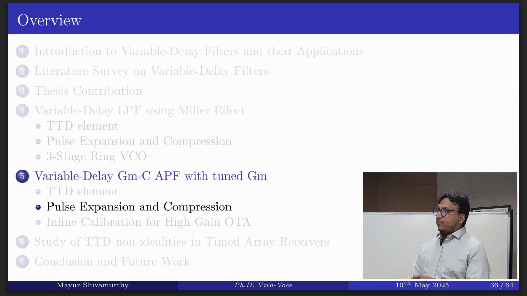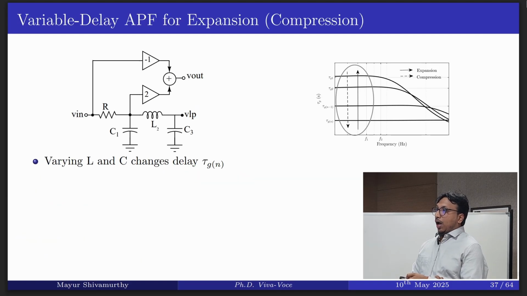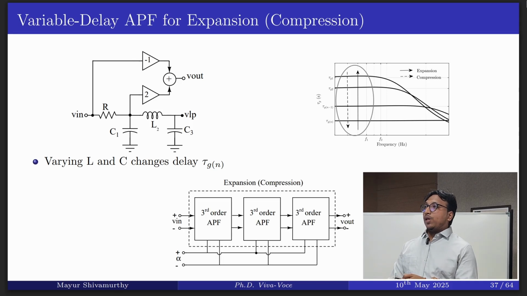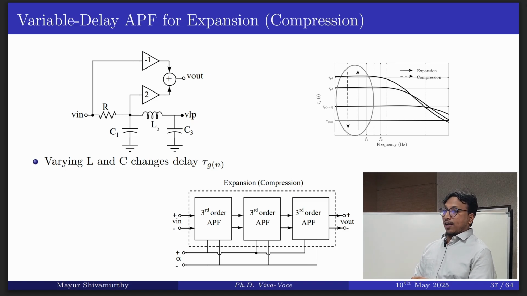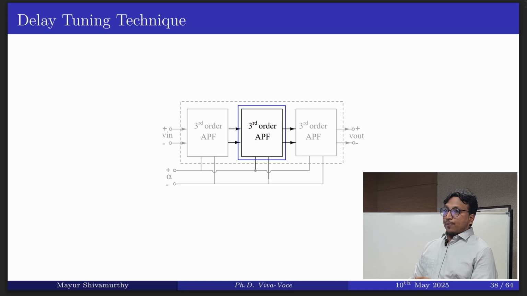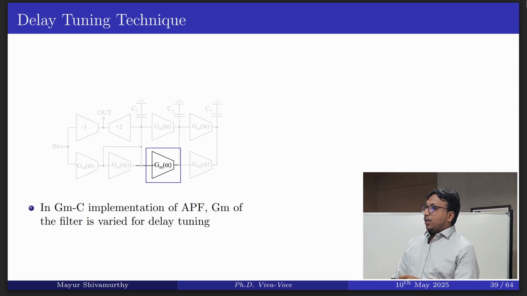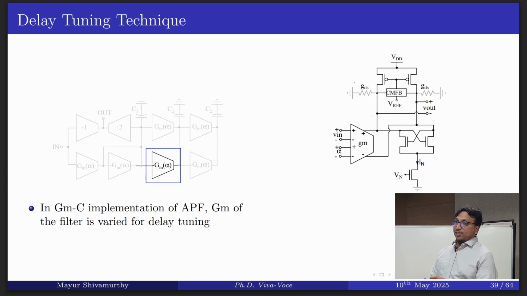Next we go to the next application of the APF, that is in the pulse expansion and compression. Again, the same principle within the region: as the group delay is varied linearly, the circuit can be used in the expansion as well as in the compression. In order to improve the expansion and the compression factor, identical 3 stages of APFs are connected in cascade. Then coming to the tuning of the GM, which is the basic principle here, the programmable GM for this expansion and compression is achieved using a Gilbert multiplier as a programmable delay element.